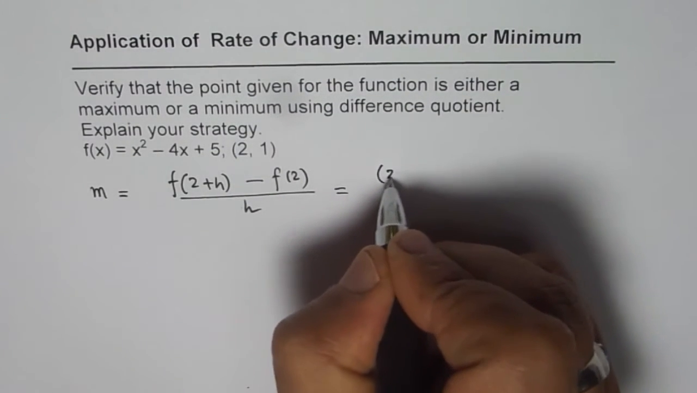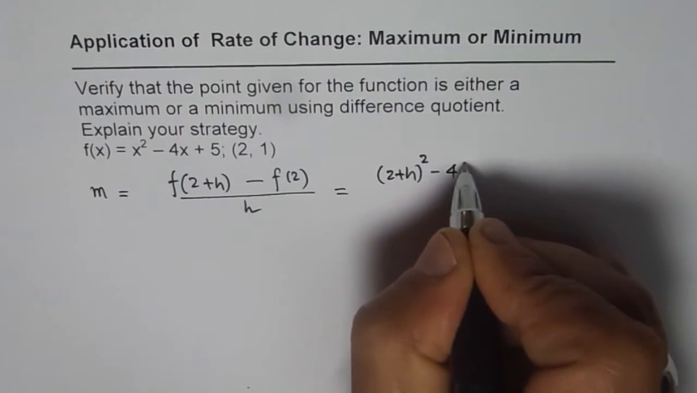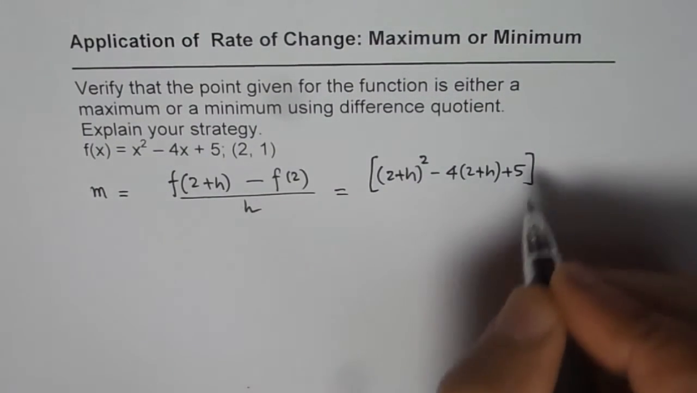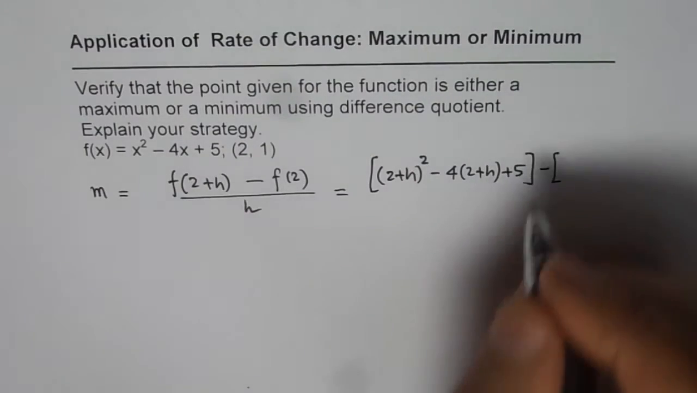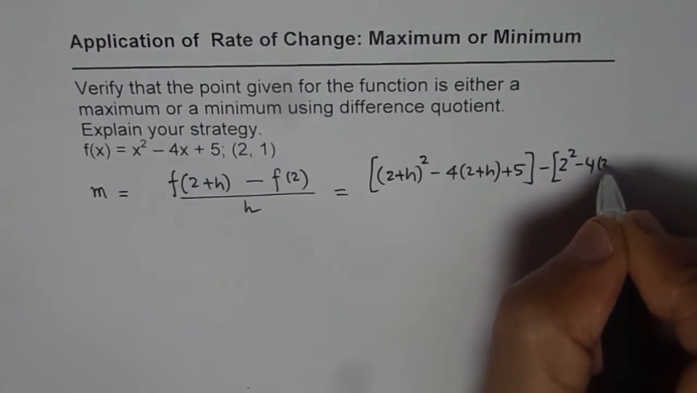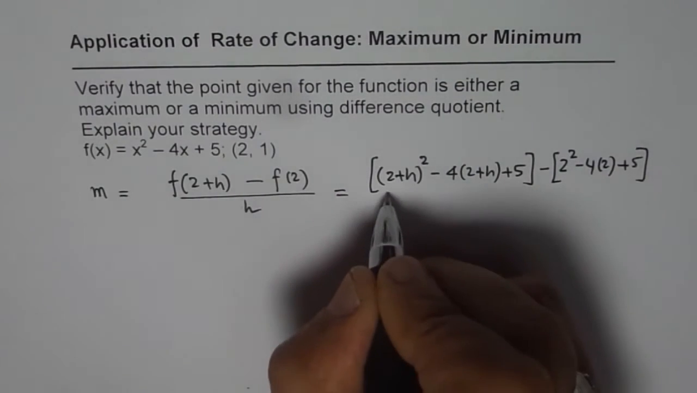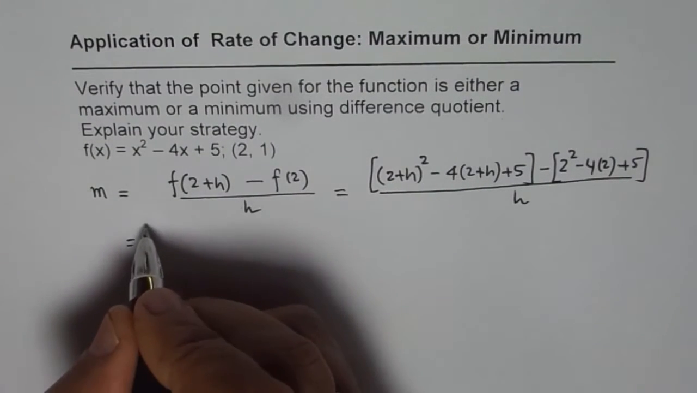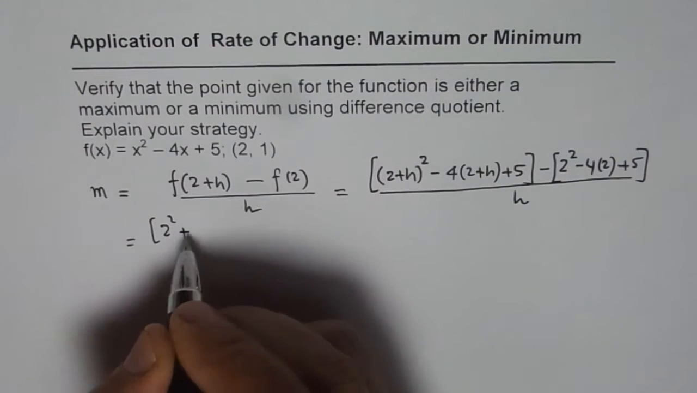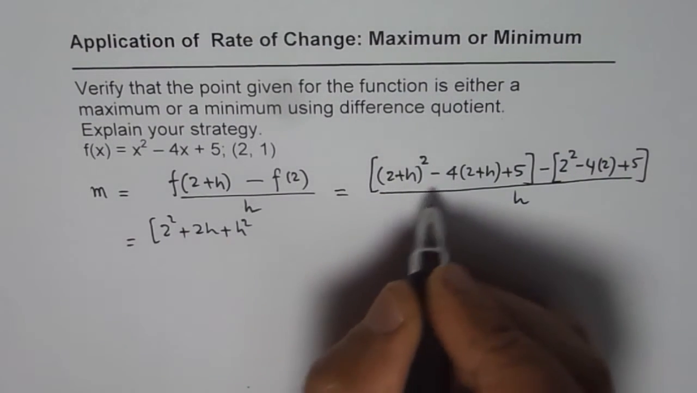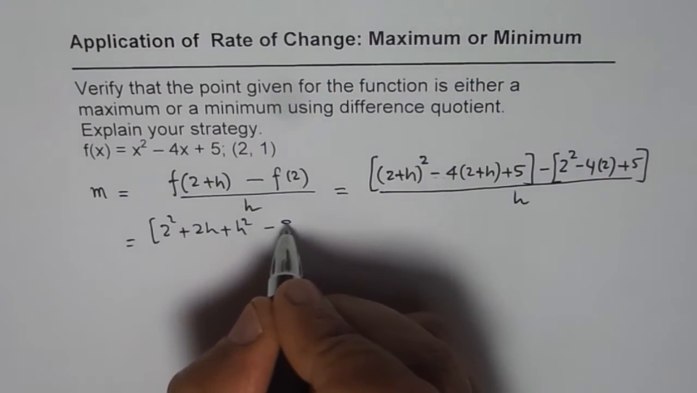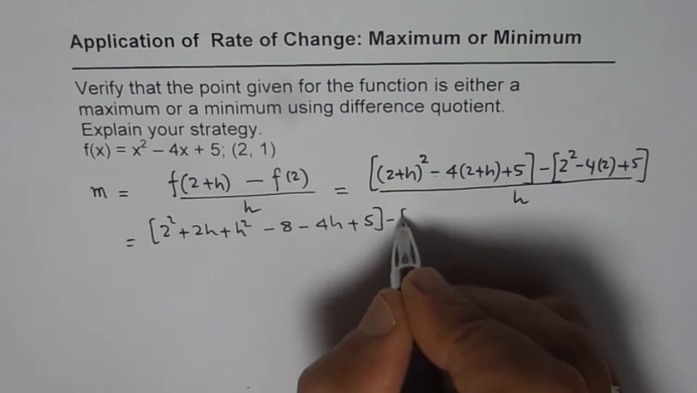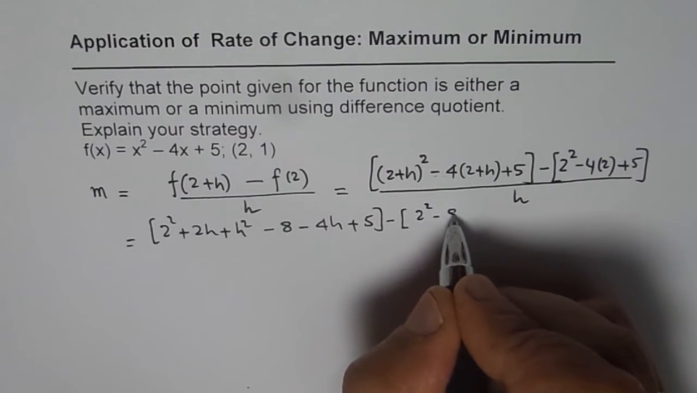So we get (2 plus h) whole square minus 4 times (2 plus h) plus 5. That is the first term, f of 2 plus h, minus f of 2. Let's substitute 2 here. So we get 2 square minus 4 times 2 plus 5, divided by h. Now let me expand (2 plus h) whole square. What do we get? We get 2 square plus 2 times 2 times h plus h square, and then 4 times 2 is 8, minus 8 minus 4h plus 5. That is the first term. The second term here is 2 square minus 8 plus 5.